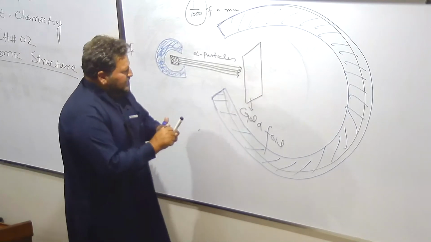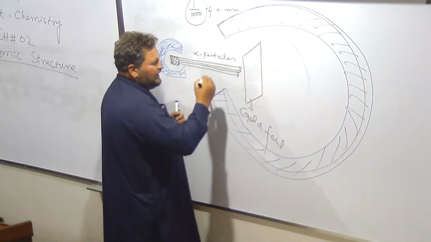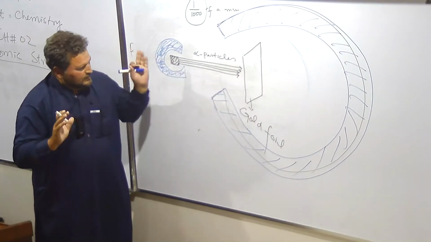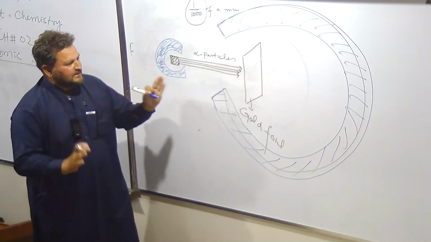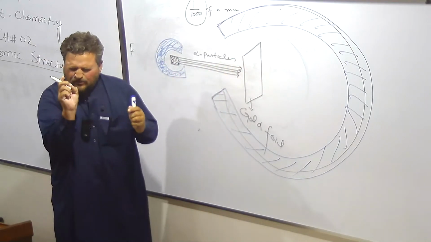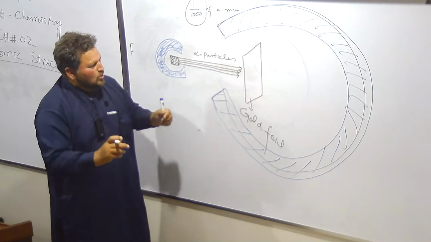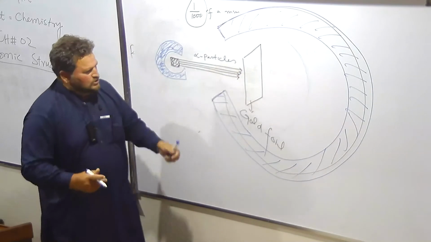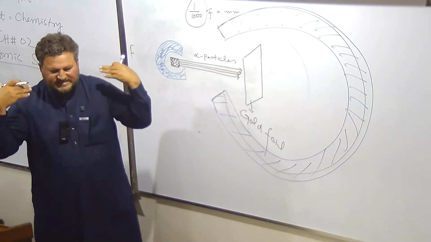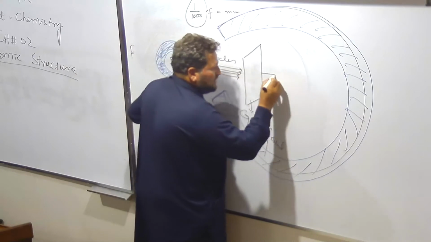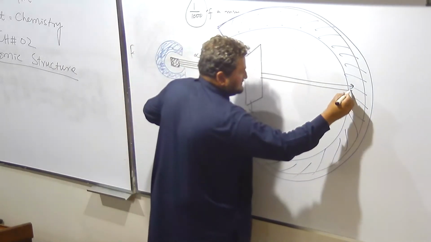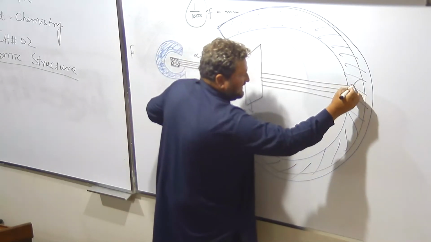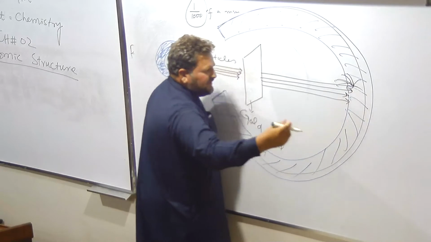So when he passed this radiation through this gold foil, what was he expecting? He was absolutely sure that the thickness of this gold foil is very, very small, so almost 100% of the radiation will pass directly. He was thinking that almost all of the radiation will pass like this. And wherever this radiation strikes, it produces a glow, what we call in Urdu chamak.